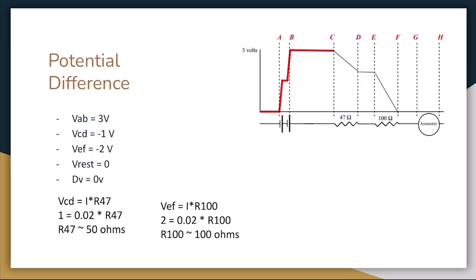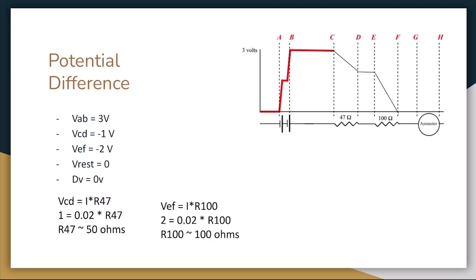Notice that our voltage in the section AB is 3, from CD is equal to -1 volts, and from E to F is equal to -2 volts. And the rest of it has no influence, so it will equal 0 volts. And in total, our sum is equal to 0, which satisfies our definition.